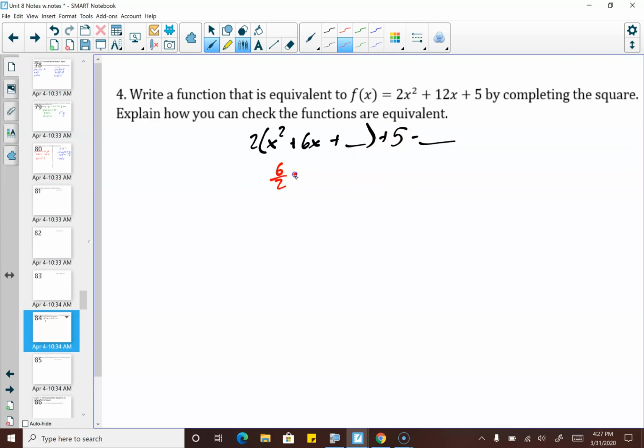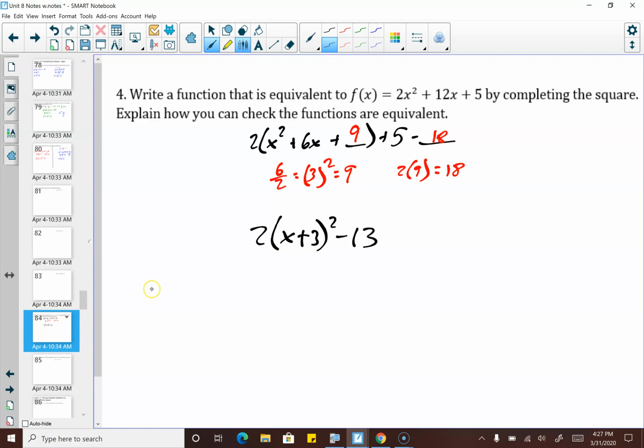So 6 divided by 2 is 3. 3 squared is 9. So 9 goes on the first line. 2 times 9, which is 18, goes on the second line. So now we've got 2 times x plus 3 squared. And then on the outside, 5 minus 18 is negative 13. Now, a couple different ways of how we can check to see if these functions are equivalent.